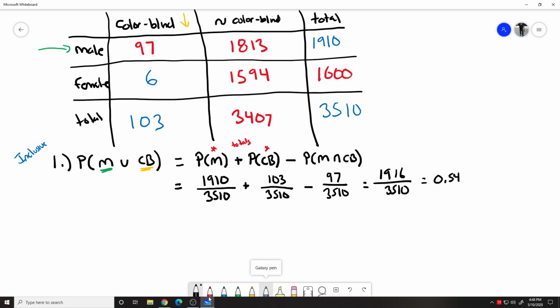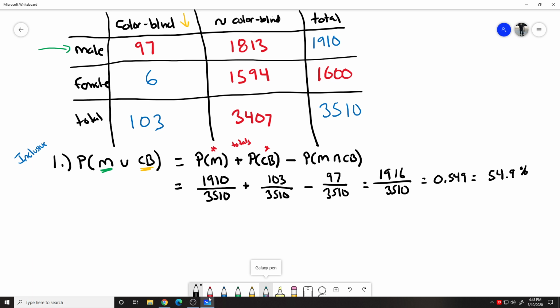We'll go one more point, 9 if we round it. Which, if we want to give a percentage, is roughly 54.9%. So if we were going to ask the question, if I randomly pick a person, the chances that they are male or they're colorblind, I've got a 54.9% chance of getting someone that's either a male or colorblind.